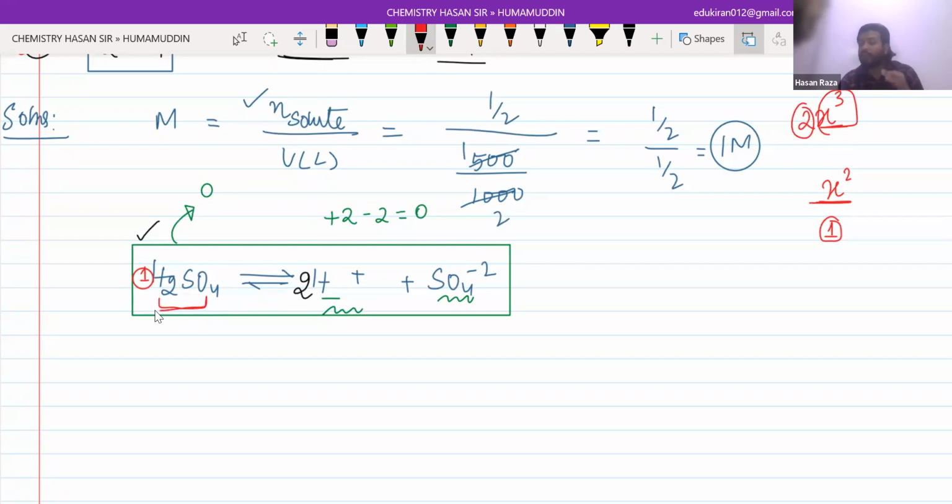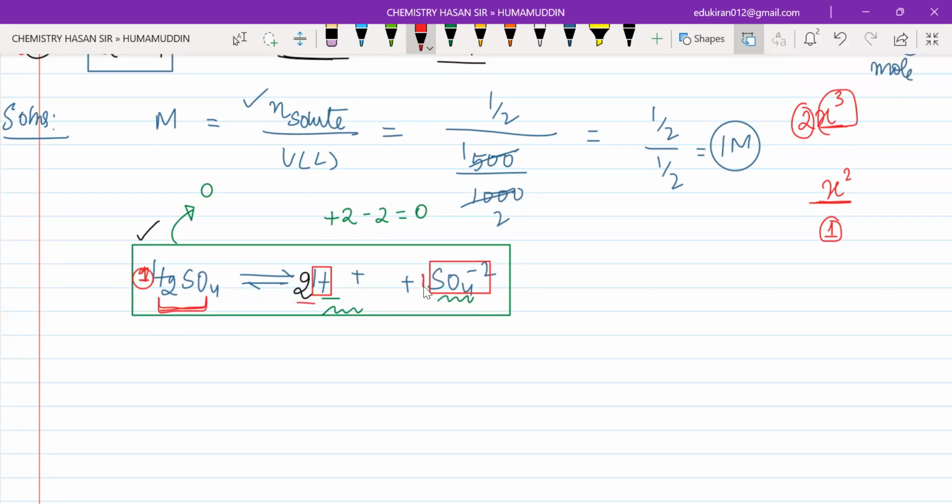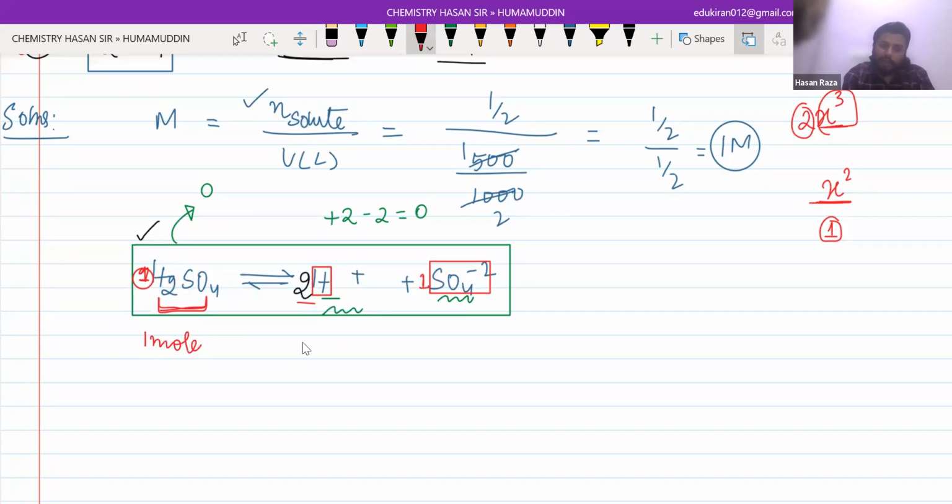In chemistry, we use the term stoichiometric coefficient. What is the stoichiometric coefficient of H2SO4? That is 1. Of H plus? That is 2. And of SO4 minus 2? 1. Now you are going to relate this in terms of mole and molarity. 1 mole of H2SO4 will give you 2 mole of H plus and 1 mole of SO4 minus 2. This concept you have studied in class 11, stoichiometry, first chapter. Is that clear? Yes, sir.